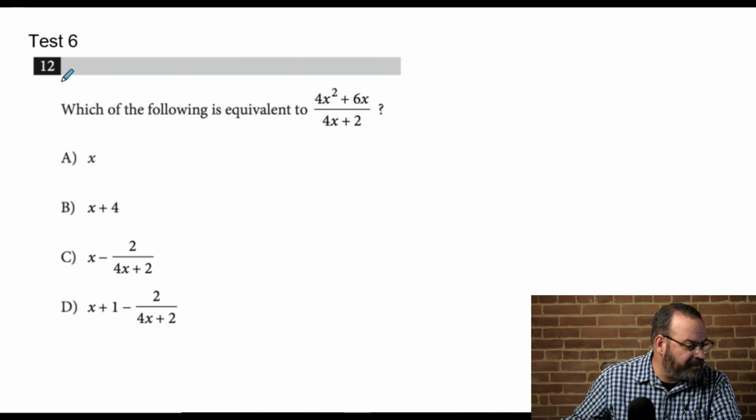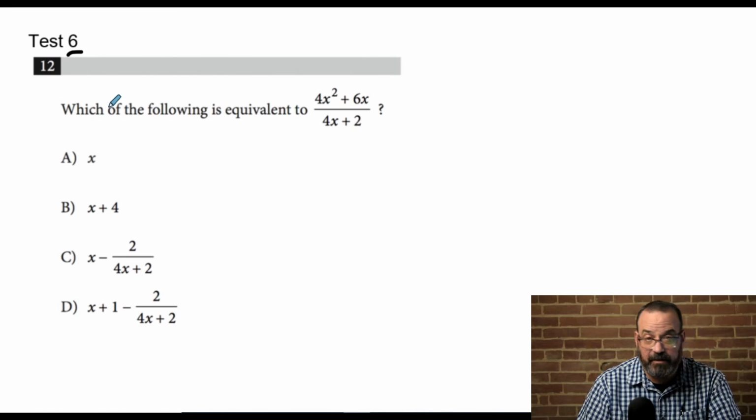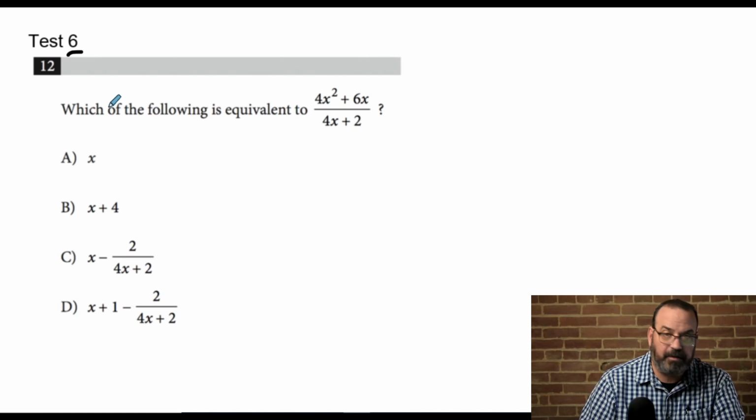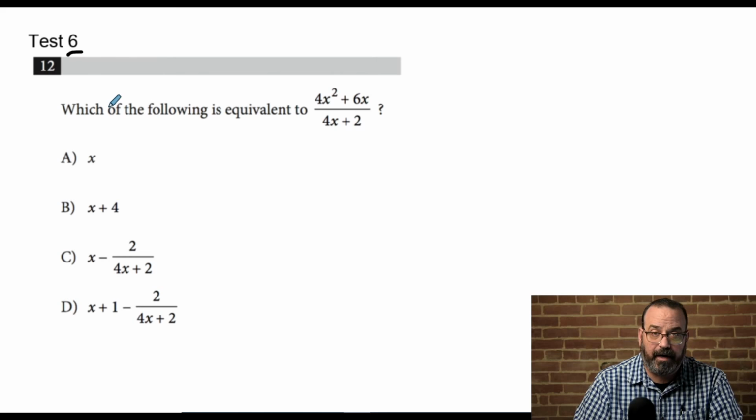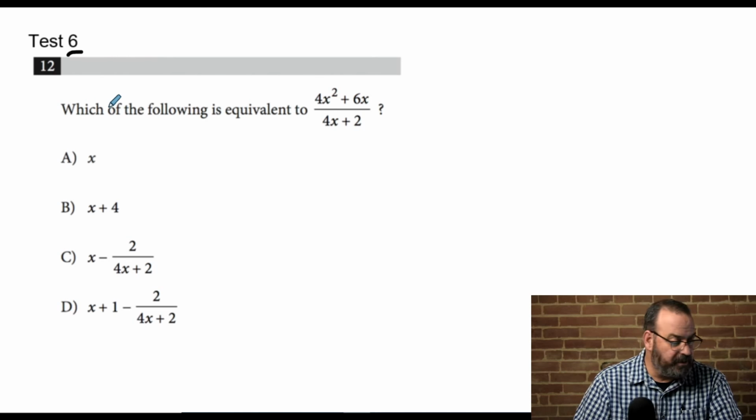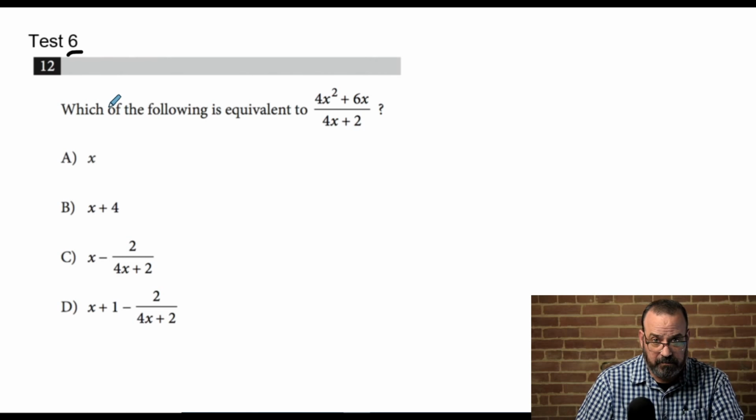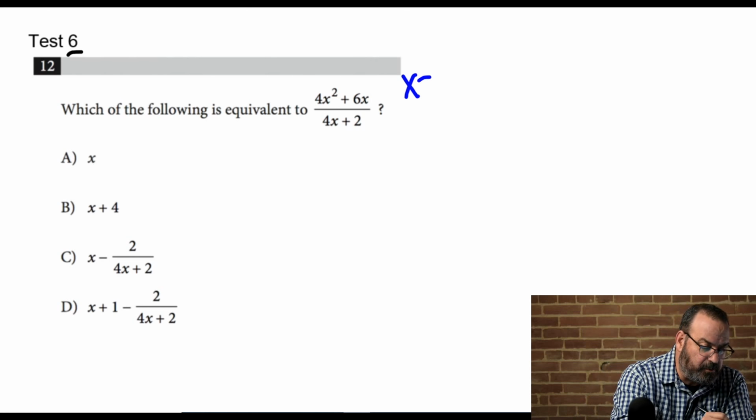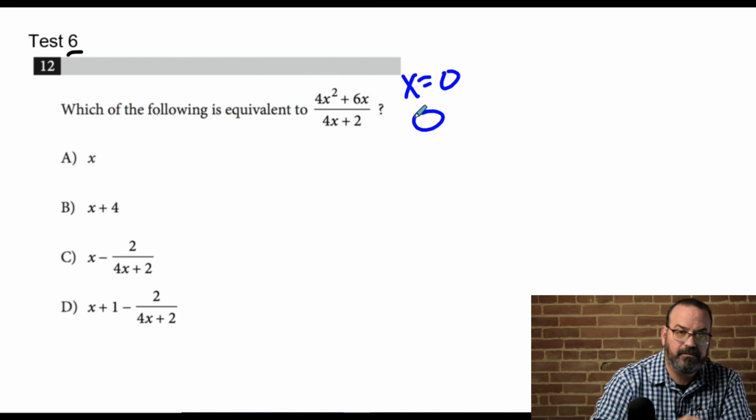All right, what do we have next here? Test number 6. Test number 6 was an actual given SAT, and it says which of the following is equivalent or equal to (4x squared plus 6x) over (4x plus 2). Well, let's plug in 0. What do we get? 0 plus 0 divided by 0 plus 2. If I plug in x equals 0, I get that this expression is equal to 0.